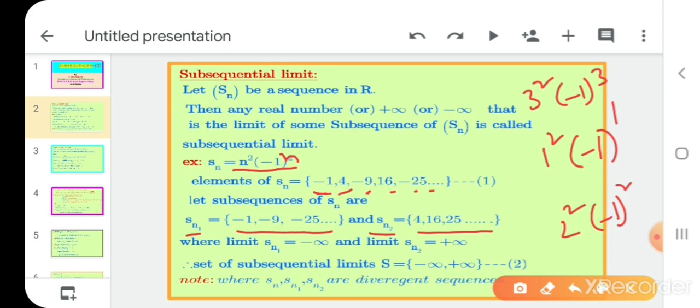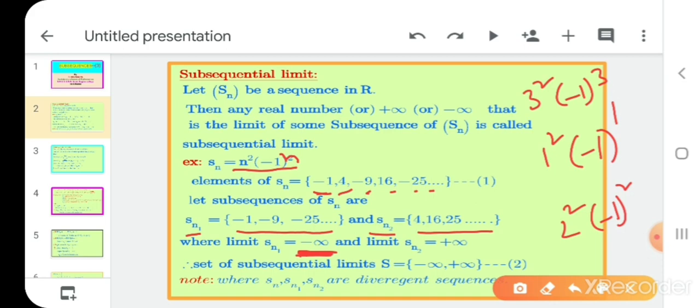Tell me, is Sn1 decreasing or increasing? Minus 1, minus 9, minus 25, minus 49, like this. Is it a decreasing or increasing function? Decreasing function. What is the ending value? Minus infinity. Therefore, what is the limit of Sn1? It is minus infinity.